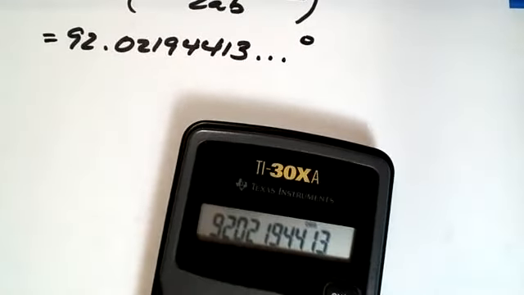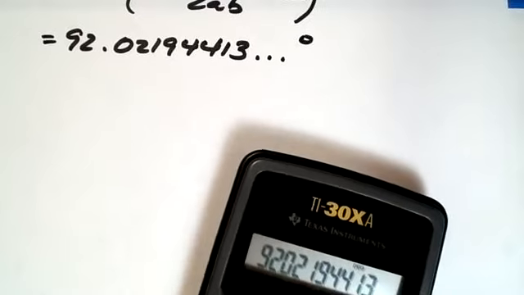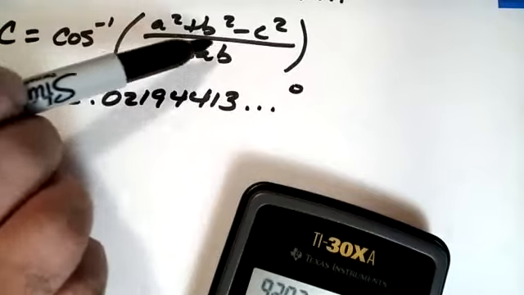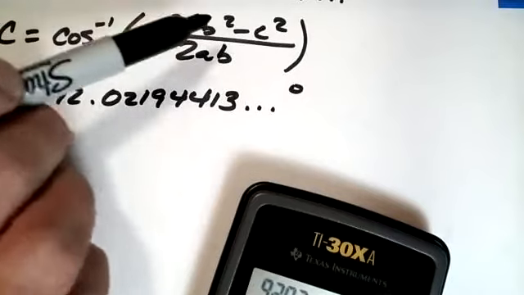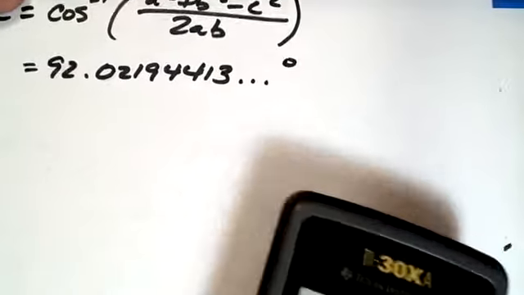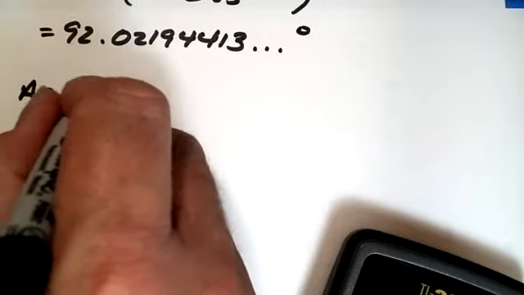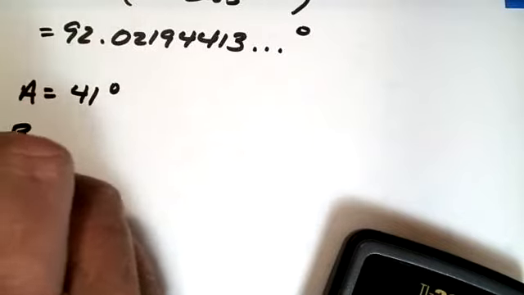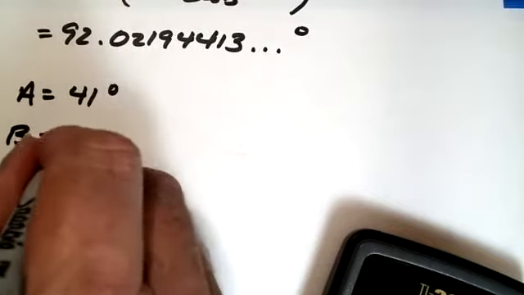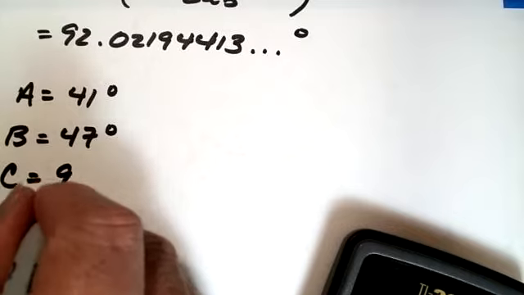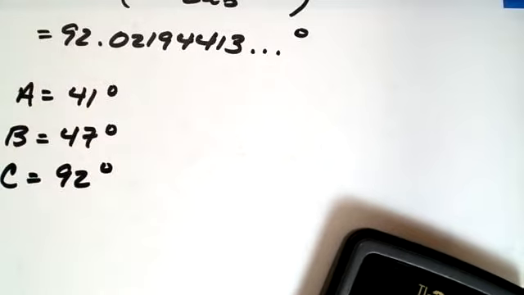So the question then is, how do we round these? Well, note that every one of those distances had 2 significant digits, so the result has 2 significant digits, and that makes this a pretty straightforward problem. So A, when I round it, is 41 degrees. B, when I round it, is 47 degrees. And C, when I round it, is 92 degrees.